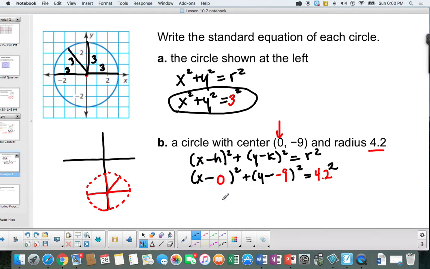Let's clean up the format. Since this is subtracting 0, I'm just going to say x squared, and two negatives in a row mean (y plus 9) squared is equal to 4.2 squared, and we'll just leave it that way. And that's what we call the equation of the circle.